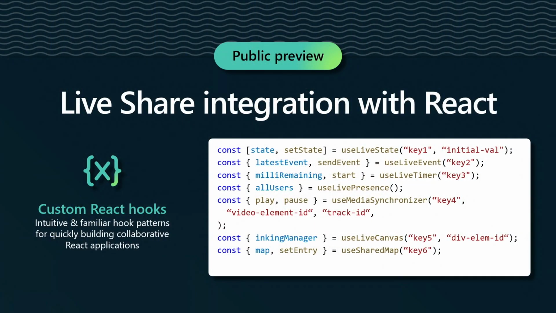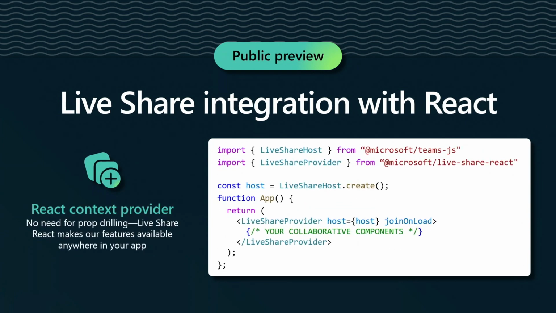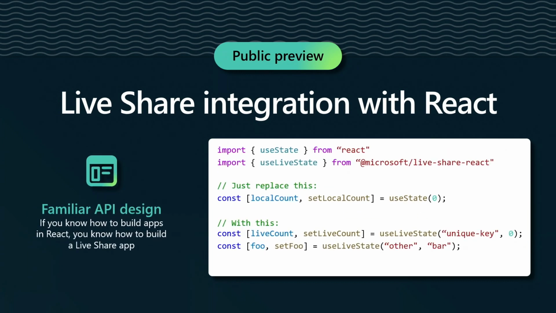The Live Share integration that we're putting out to public preview today lets you use custom React hooks so that you can take advantage of all the familiar patterns that you're used to. You can take advantage of a React context provider, so your shared state's available anywhere in the app. You don't need to do a bunch of prop drilling to get the information you need. And because the React integration looks and feels the same as any of the APIs you're used to working with, if you can build a React app, you can build a React app with Live Share.